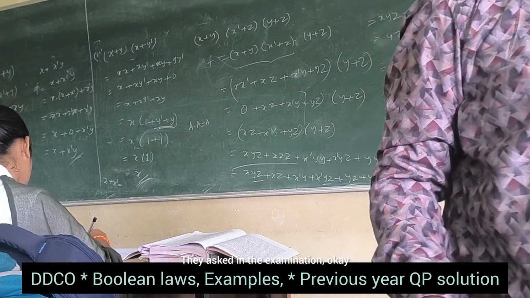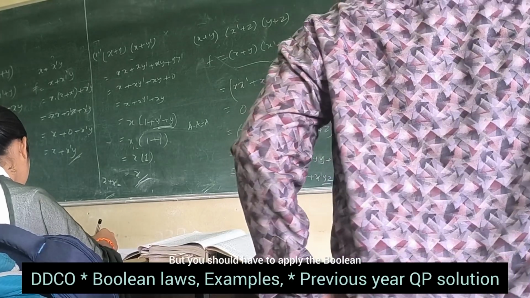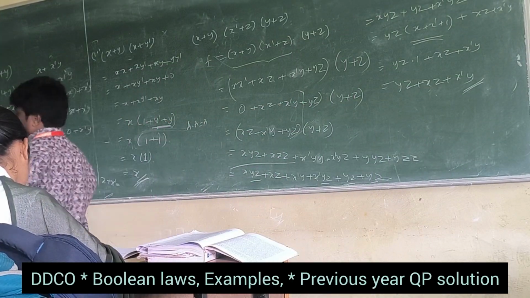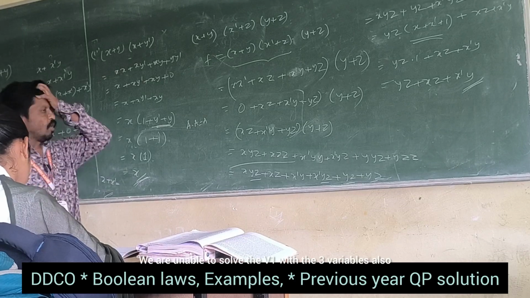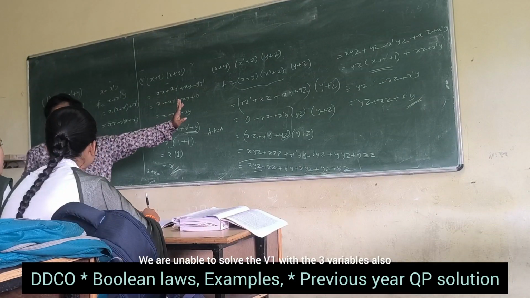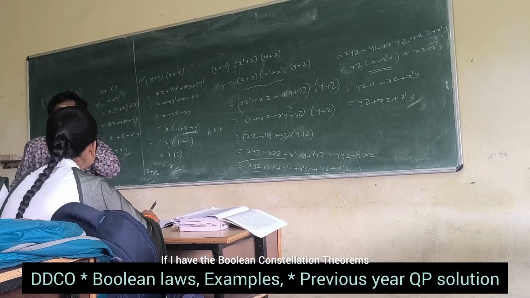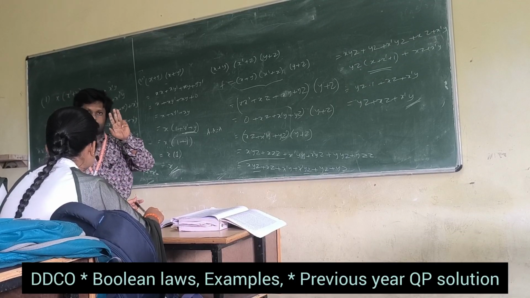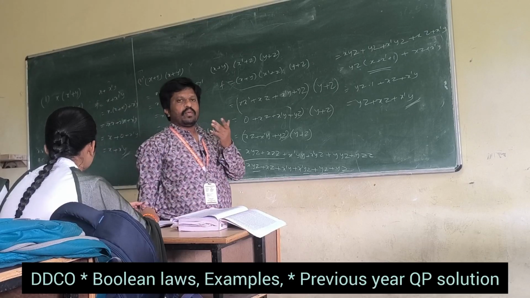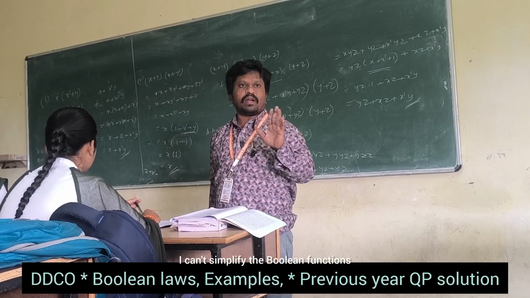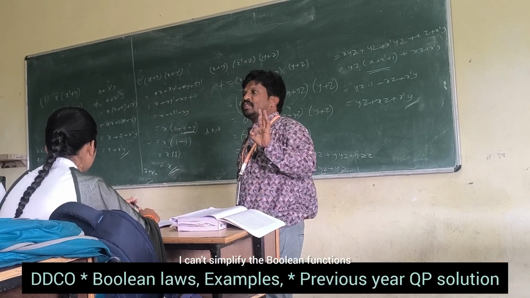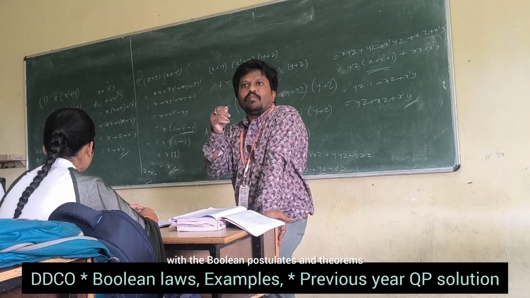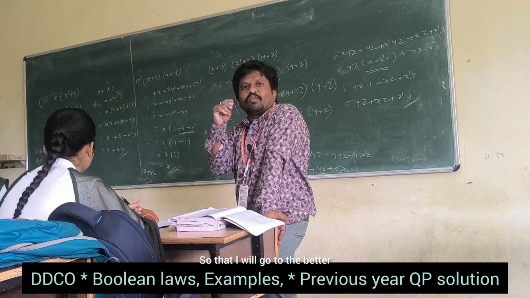They asked in the examination. Okay, I don't have the solution, but you should apply the Boolean theorems and the postulates completely. Okay, somewhat tricky this one. We are unable to solve this one with the 3 variables also. The Boolean postulates and theorems can be applied to how many variables? Only up to 3 variables. If I go with more than 3 variables, then I can't simplify the Boolean functions with the theorems. These Boolean expressions are Boolean equations with the Boolean postulates and theorems. So I will go to a better option.